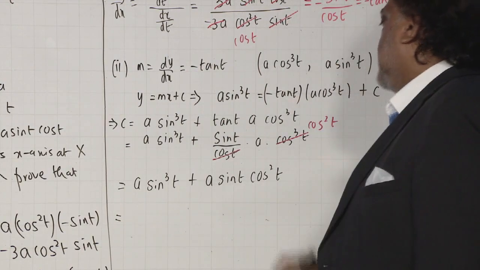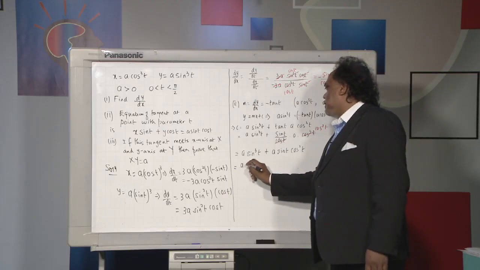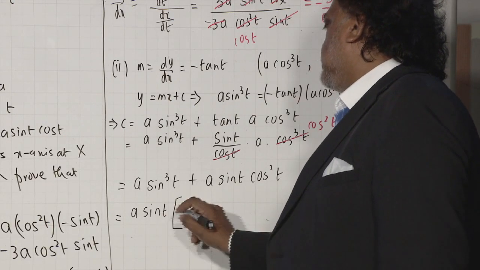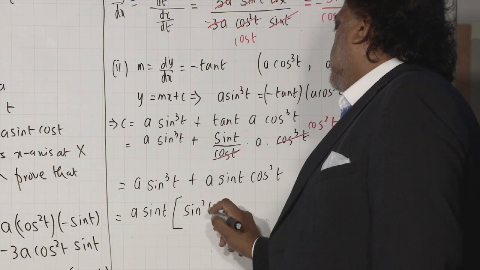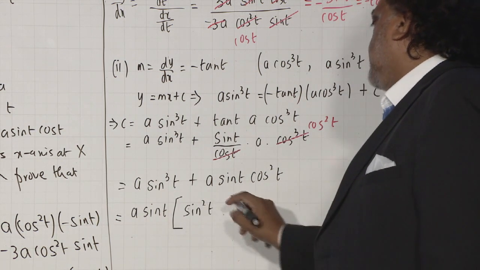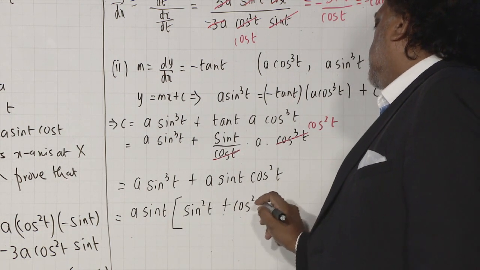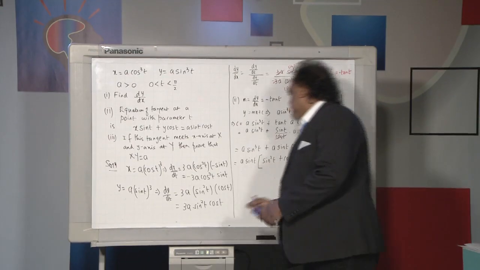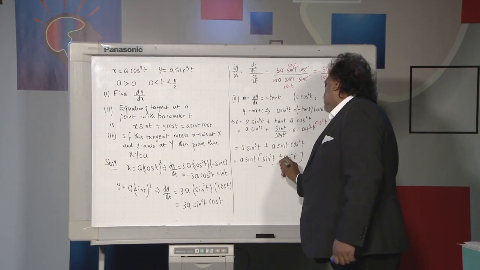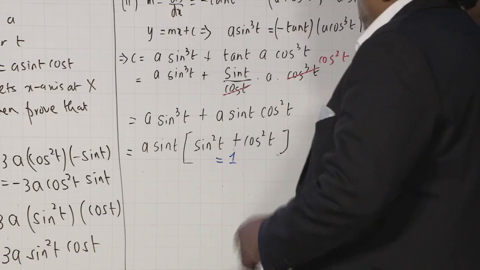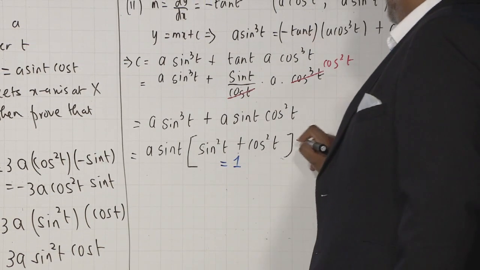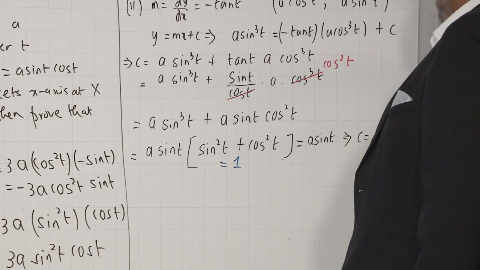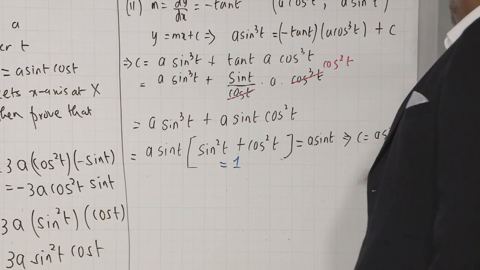We find that there is sine t common. We can factorize a sine t here, leaving us what? Sine squared t here, and here cos squared t. And by trigonometric identity, this will be equal to 1. So this gives us a sine t. This implies c is equal to a sine t.